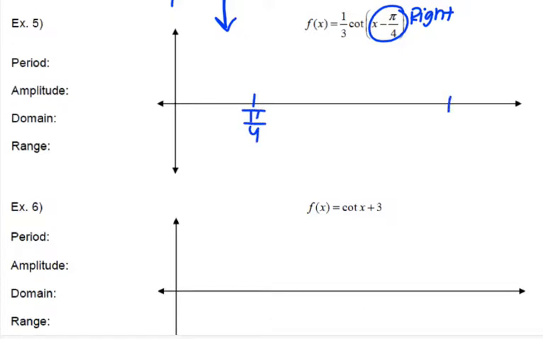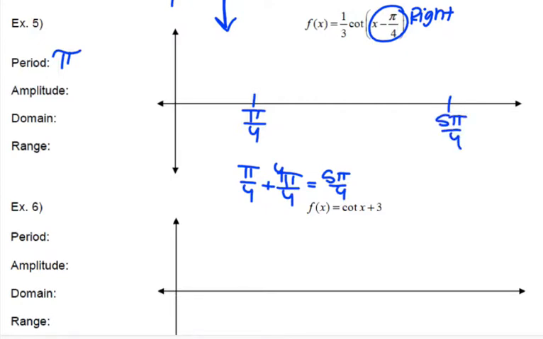Where am I going to end my graph? Well, 1 full period away. What is 1 full period for this graph? I don't have a b value besides 1 sitting in front of x, so the period is just going to be pi. It hasn't changed. So if I'm starting at pi over 4, I'm going to add 1 full period, which is pi. Go ahead and get common denominators if you need to. I'm going to end at 5 pi over 4.